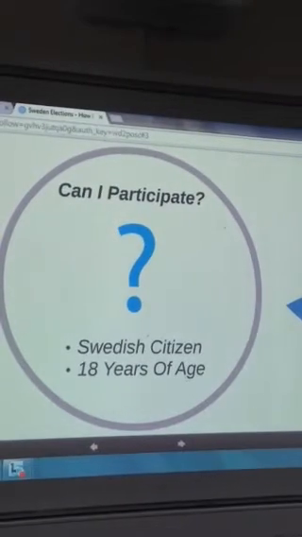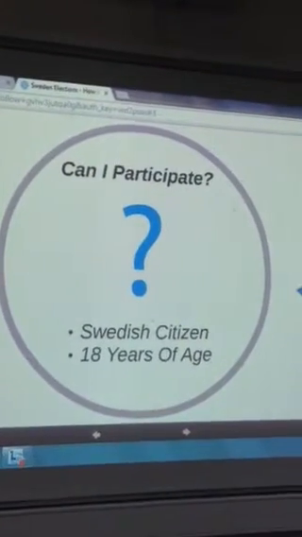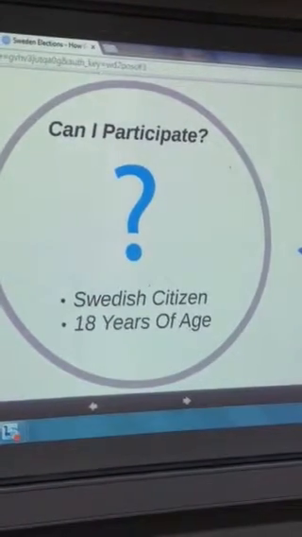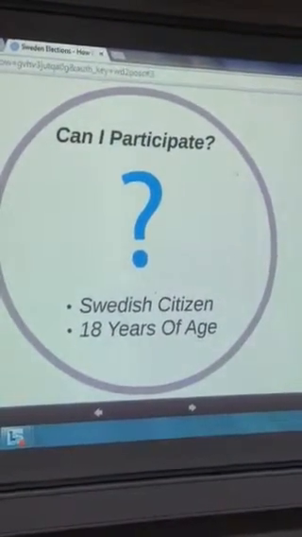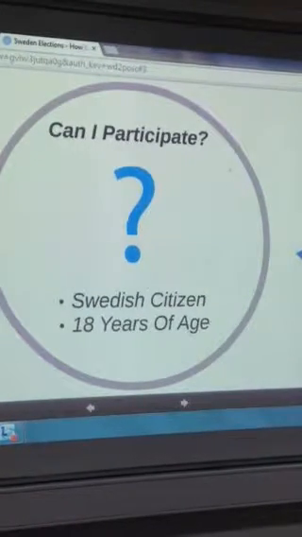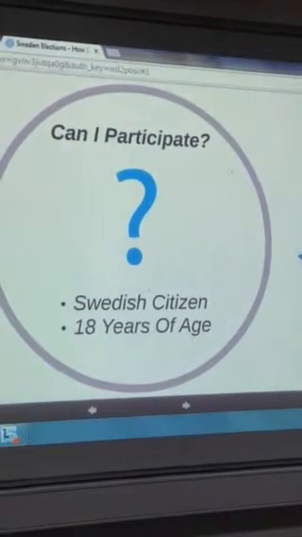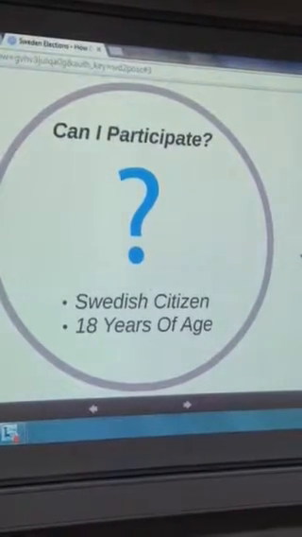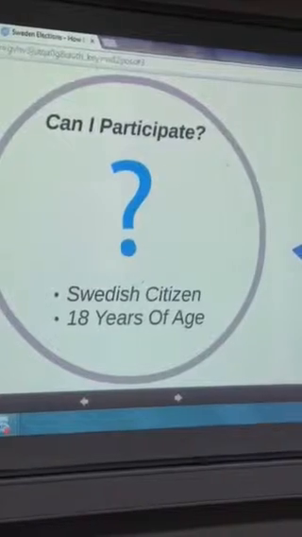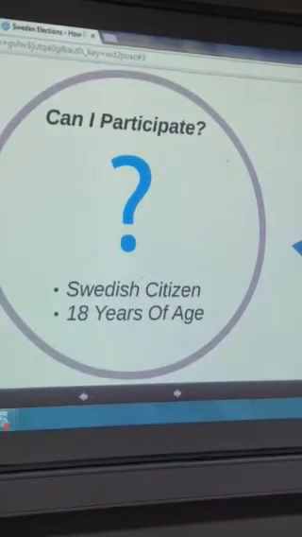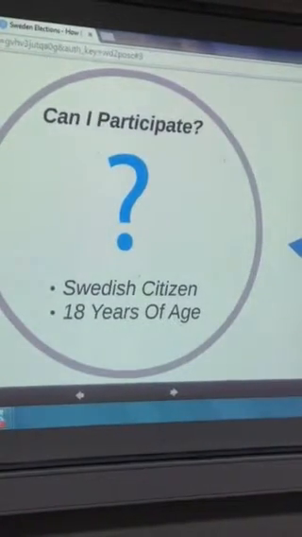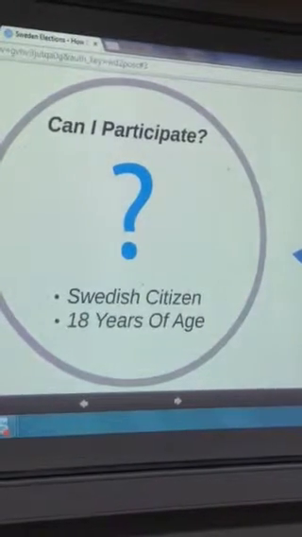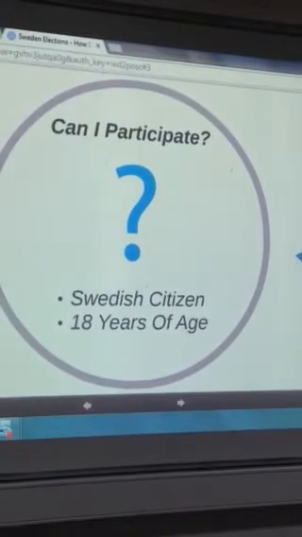And you may now wonder, can I as an individual participate in these elections? Well, since Sweden is a democracy, which means that all political empowerment is determined by the people, you are naturally allowed to participate in these elections if you are a Swedish citizen and have reached 18 years of age. However, if you have a foreign citizenship, you are allowed to participate in the municipality and county council elections if you have lived and been registered in Sweden for at least 3 years.